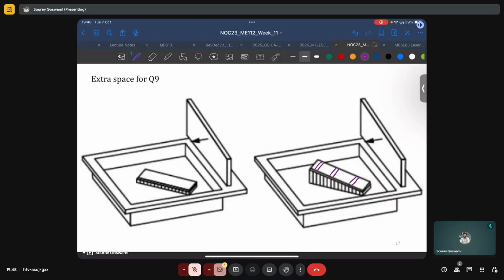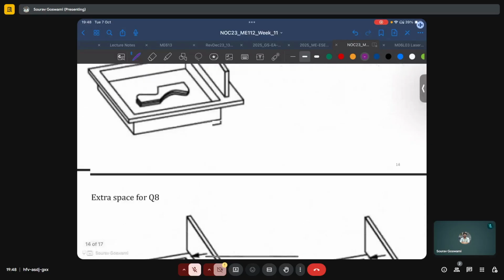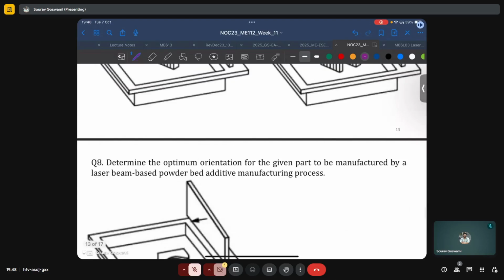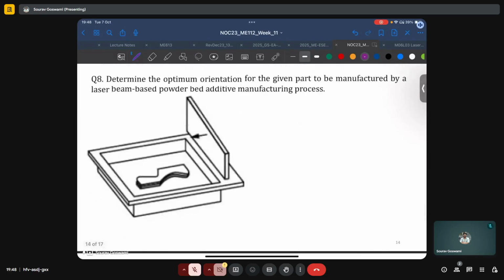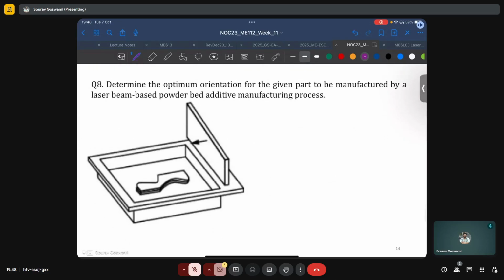As I said, we have a couple more questions which the participants can take up and try to solve. The standard solutions are already provided. And with this, we come to the end of this live session for the NPTEL course on fundamentals of additive manufacturing technologies.